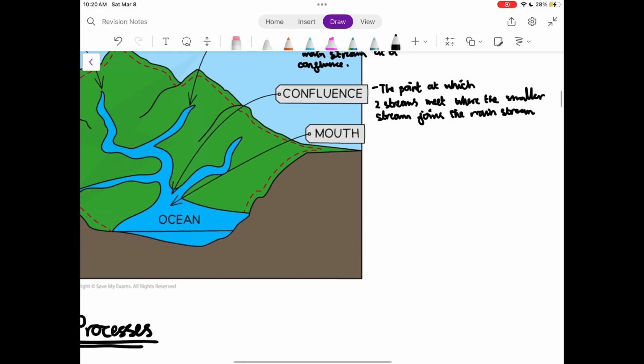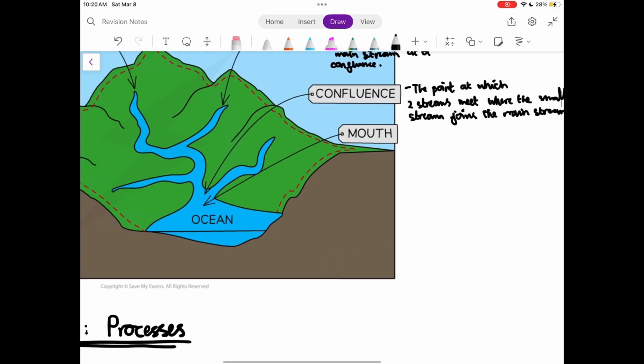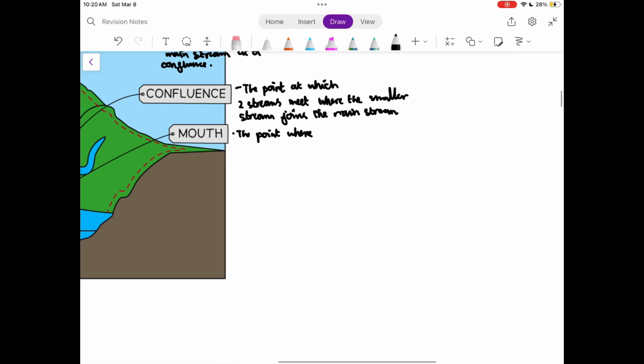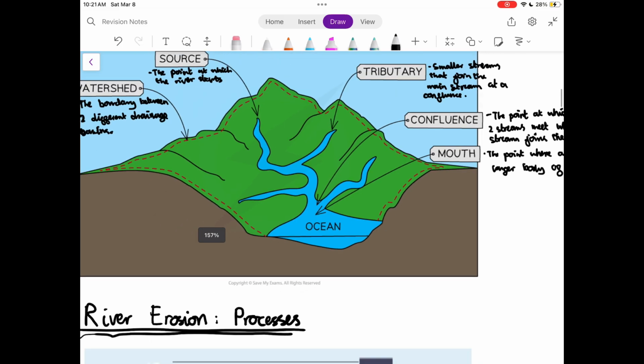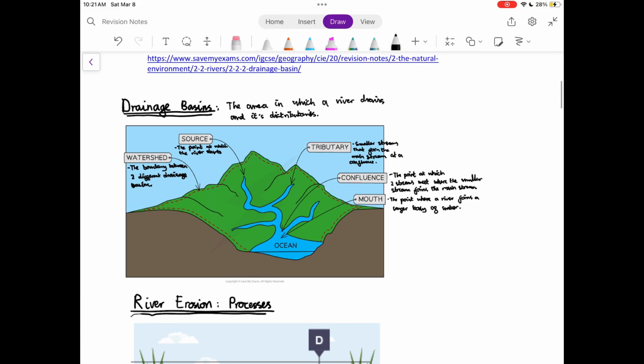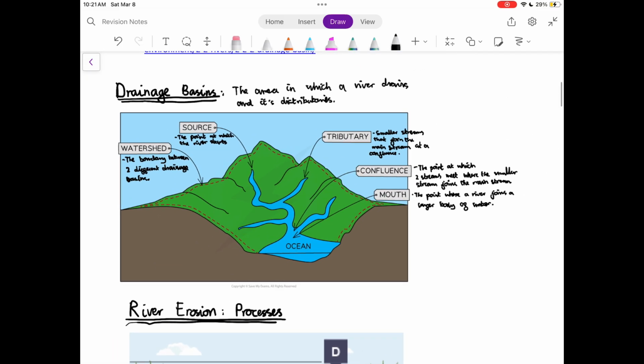And the final thing you need to know is the mouth, and this is the point where a river joins a larger body of water, such as like a lake or a sea. Okay, so again, I would recommend knowing these definitions off by heart because they come up a lot as well.